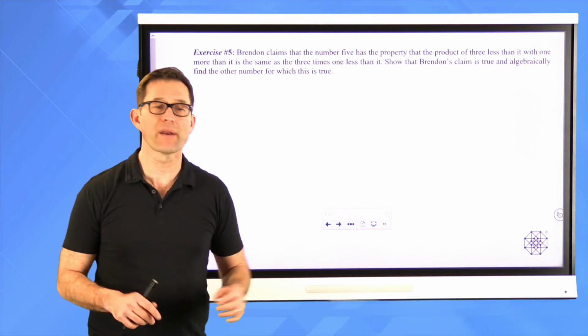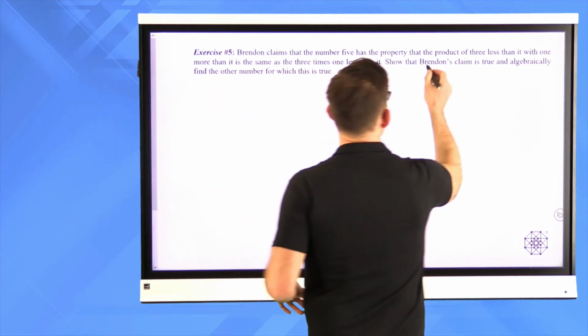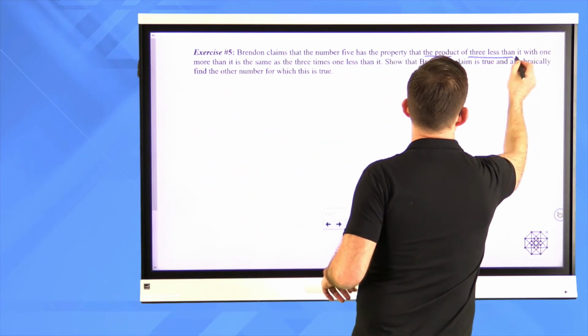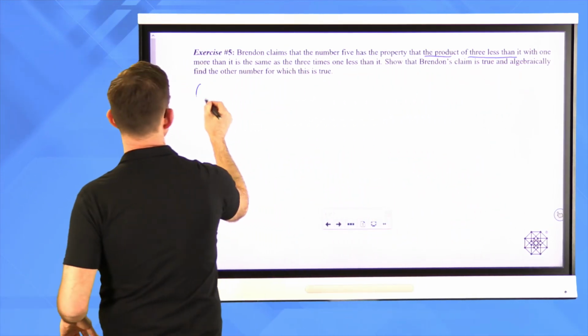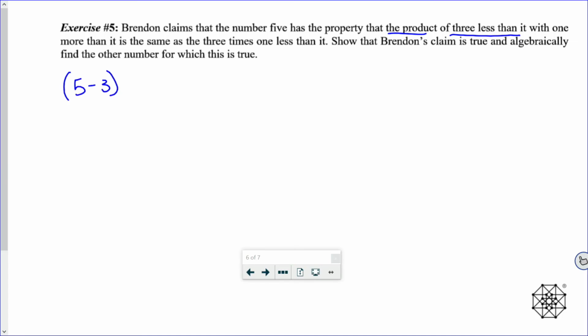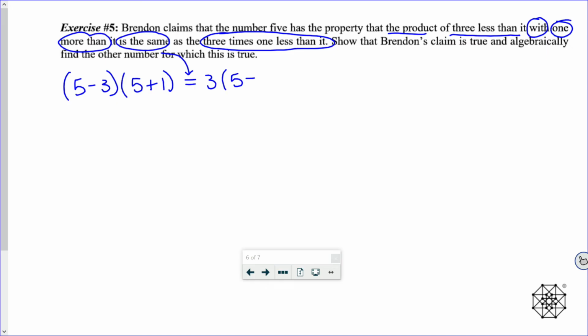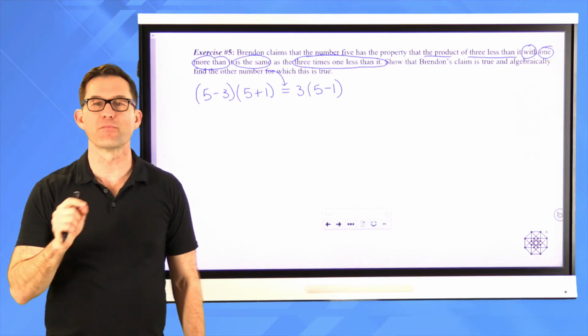All right, so what did Brendan claim about the number 5? The product of 3 less than it, so let's see, 5 minus 3, with 1 more than it, so that would have to be 5 plus 1, is the same, equals, as 3 times 1 less than it. So this is what we're really kind of checking to see in terms of Brendan's claim.